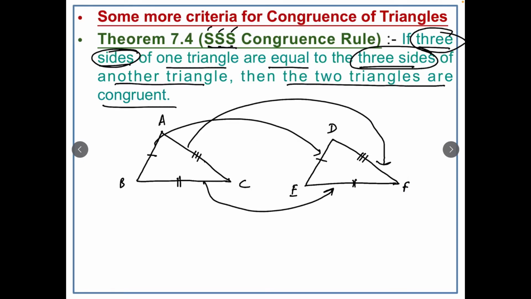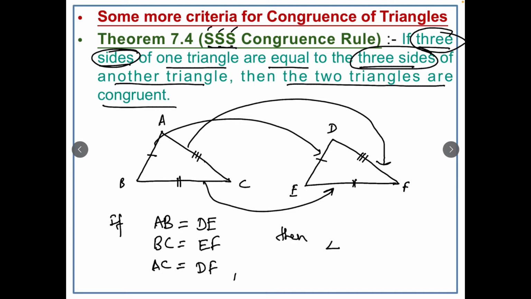If that is the case, then write: if AB equals DE, BC equals EF, and AC equals DF, then triangle ABC will be congruent to triangle DEF. If all three corresponding sides of a triangle are equal to the three sides of another triangle, then the two triangles will be congruent, and this rule is called the side side side congruence rule. In short, SSS congruence rule.